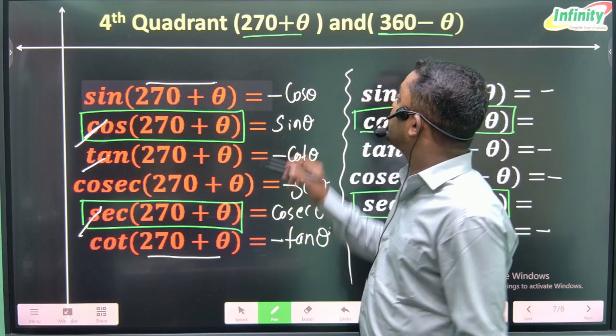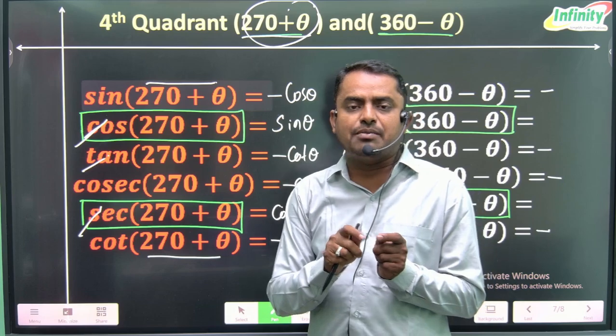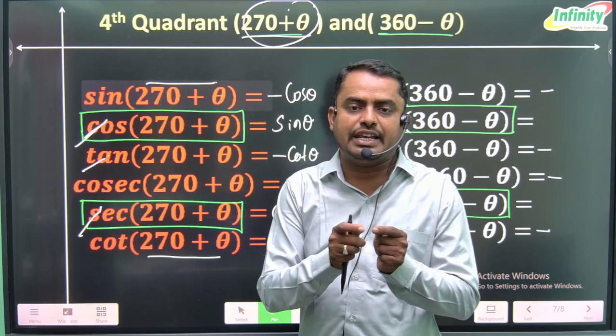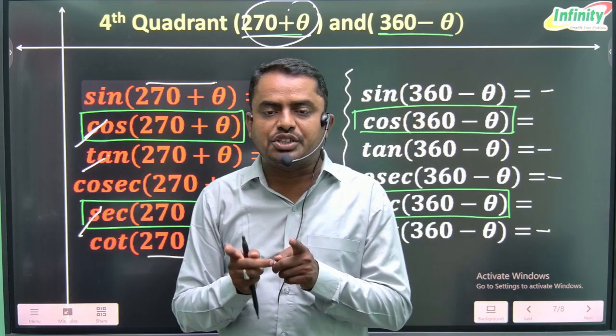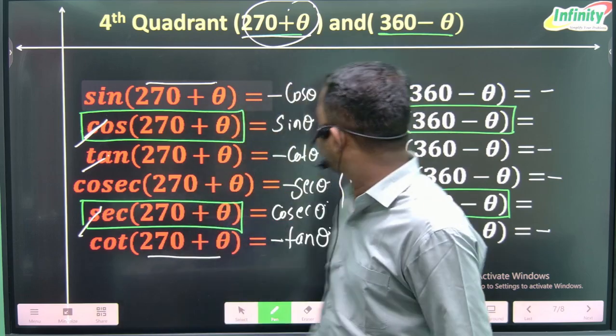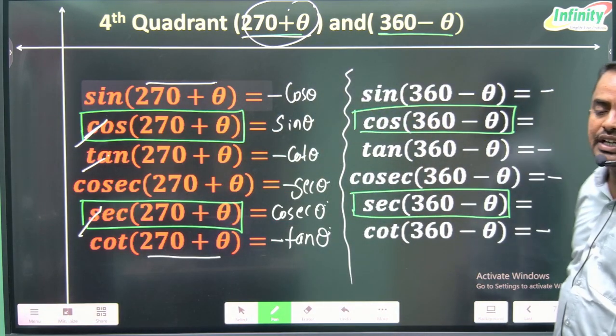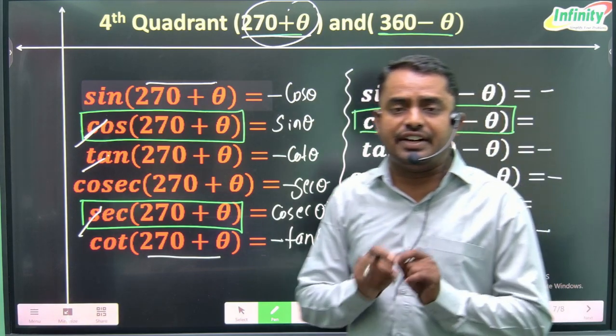At the time of 270 plus theta, functions are going to be changed. Sin will become cos. Cos will be sin. Tan changes to cot. Cot changes to tan. And sec changes to cosec. Cosec changes to sec. So for 360 minus theta means fourth quadrant, here there will be no change in the function.